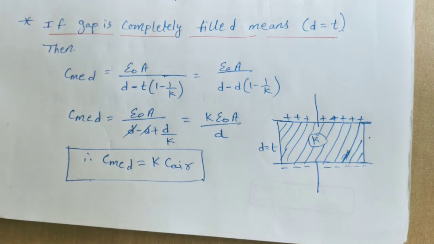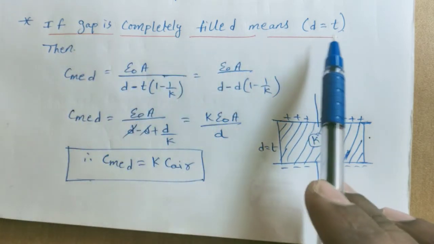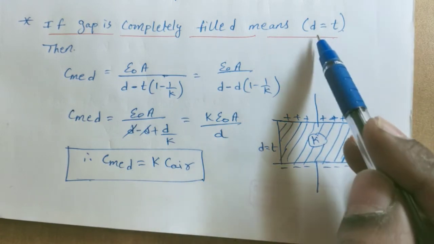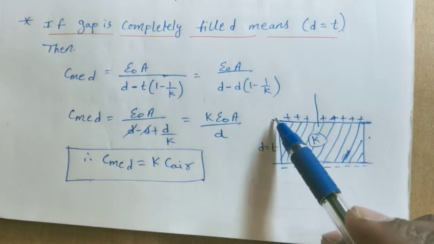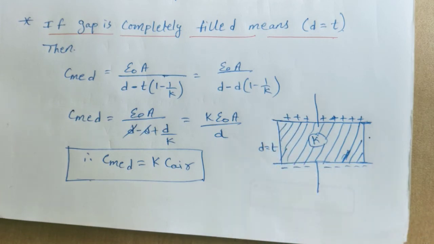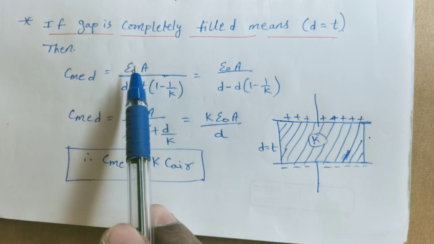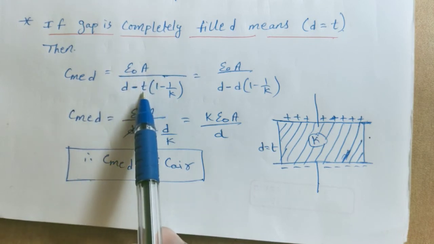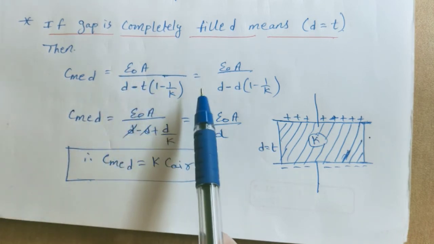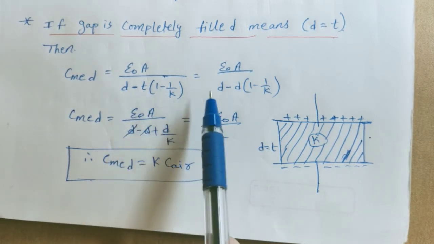Suppose, friends, the gap in a parallel plate capacitor is completely filled with the dielectric slab. Then small d is equal to t, meaning the separation between the plates is equivalent to the thickness of the dielectric slab. In that condition, we have the formula C medium is equal to epsilon naught A by (d minus t) into (1 minus 1 by K). Here, instead of t, I am substituting d.